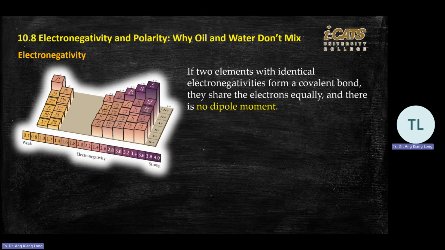Okay. So this one, if two elements with identical electronegativity form a covalent bond, they share electrons equally, so there is no dipole moment. So if they are the same, for example, Si and Ge, they join together, they become no dipole moment, means this becomes a non-polar compound. If they are the same number.